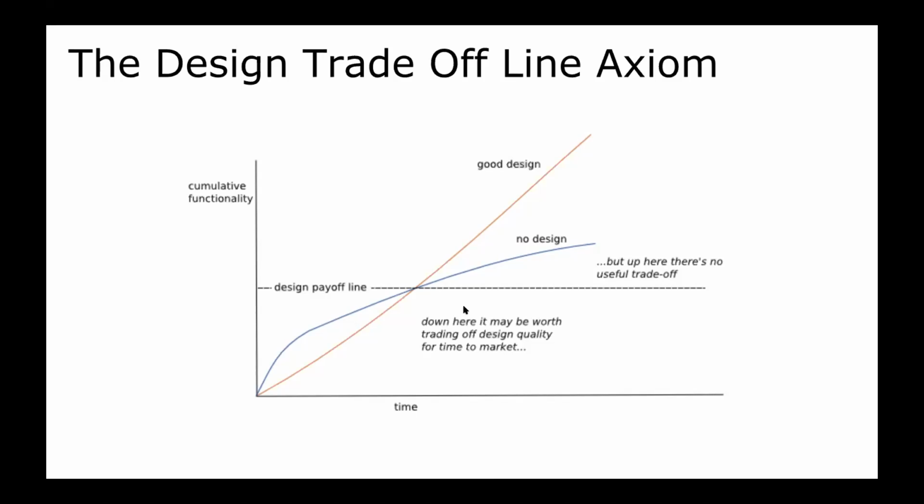There is no proof, kind of stuff. So this is a kind of subjective term. It's a kind of design trade-off line, where you will see there are two curves. One is the orange curve, one is the blue curve.